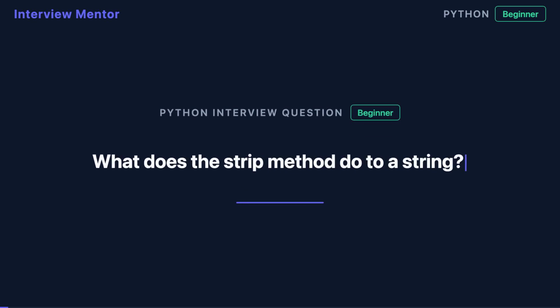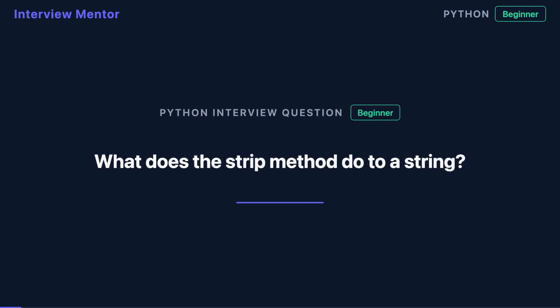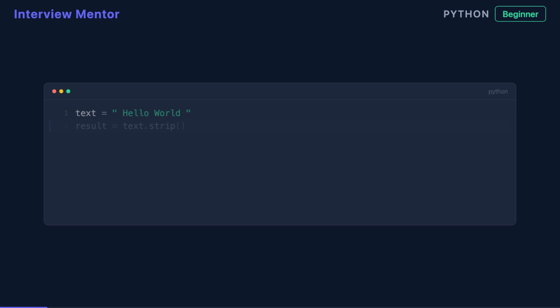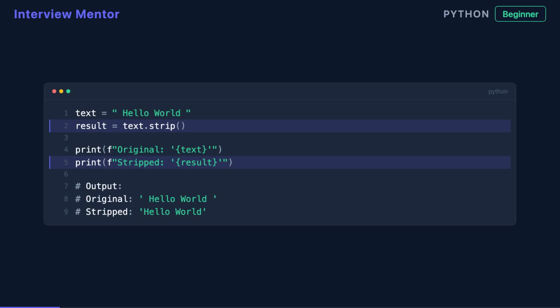Ever wonder why your string comparisons fail even when they look identical? The culprit is often invisible whitespace, and that's where strip comes to the rescue. The strip method removes whitespace characters from both the beginning and end of a string. Let's see it in action.